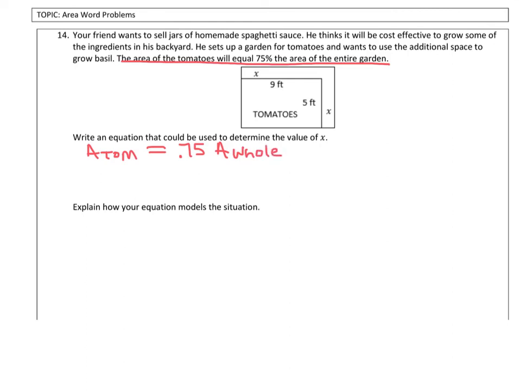Okay, so I can right off the bat tell you the area of the tomatoes. And the reason I can do that is it is this space right here that is 9 by 5. So I can tell you that that is 45 because 9 times 5 is 45. Okay, so that is equal to 0.75 times the area of the whole garden. All right, so now we have to figure out what is the length and the width of the whole garden.